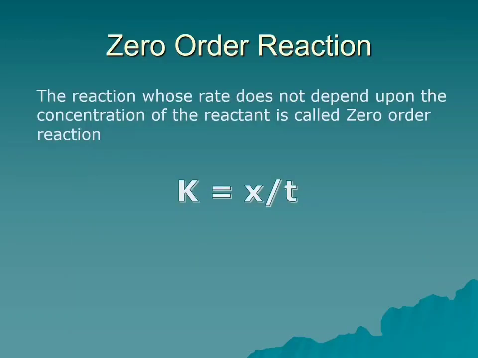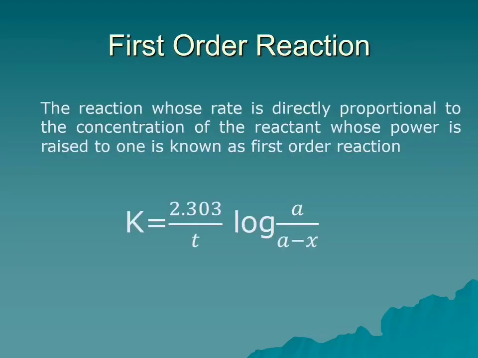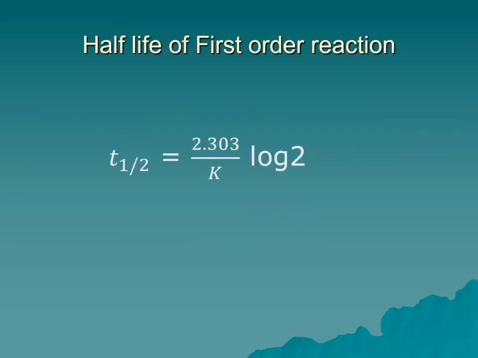Next we are going to do zero order reaction. If the rate of reaction doesn't depend upon the concentration of any of the reactants, that is called a zero order reaction. For example, the decomposition of ammonia on the surface of a metal like tungsten has an order of reaction of 0, which means it is a zero order reaction. Next is first order reaction. If the rate of reaction depends only upon one concentration term, then the reaction is called a first order reaction.